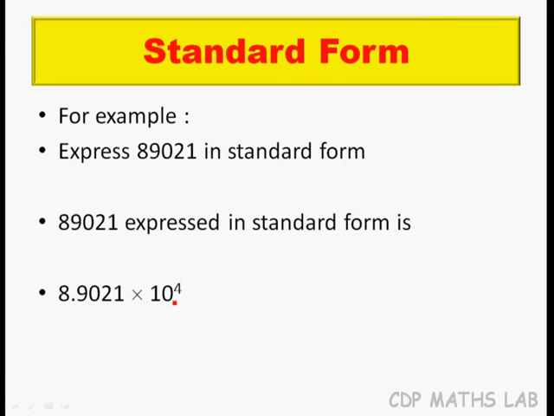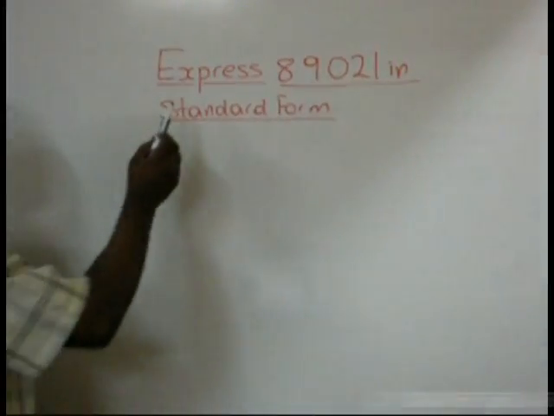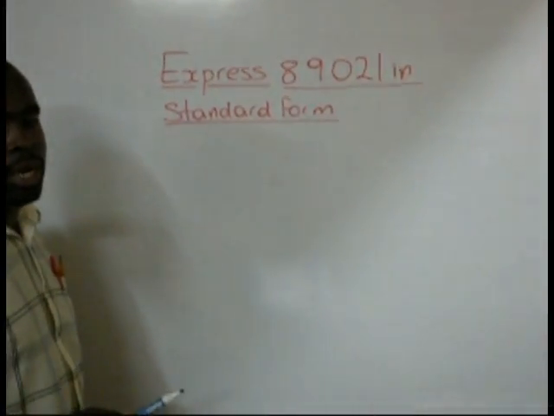8.9021 times 10 to the power of what? 4. Now stay tuned to the video clip. That will show you how we came up with this answer. Okay. Now I'm going to show you how we got our answer.